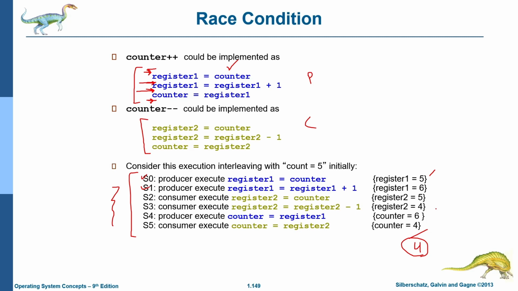For example, if these blue lines had executed in one go, if all three had executed at the same time, then this problem would not have happened. Are you able to convince yourself of that? Yes, sir. Okay.